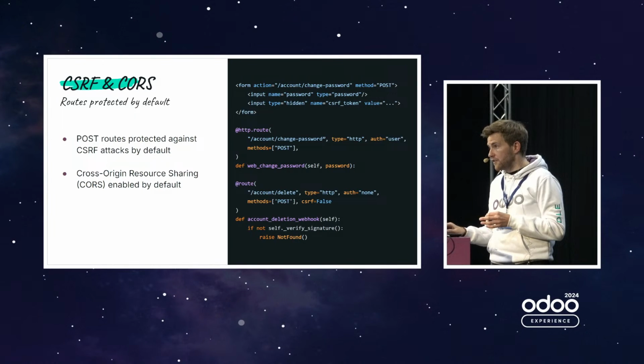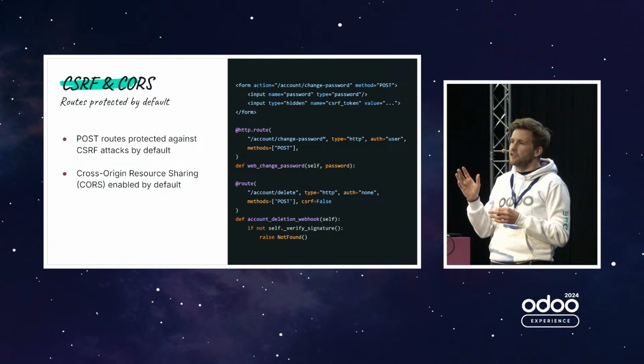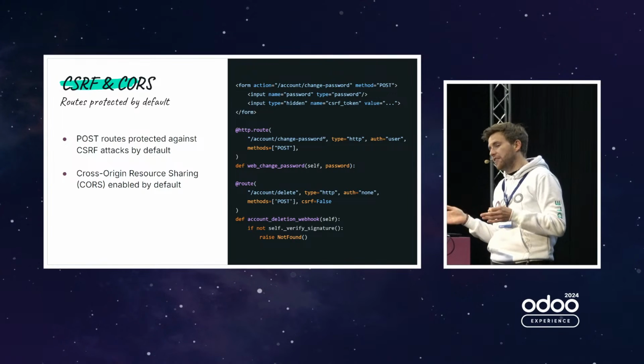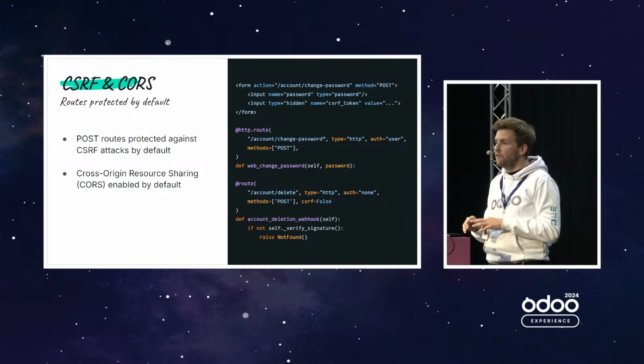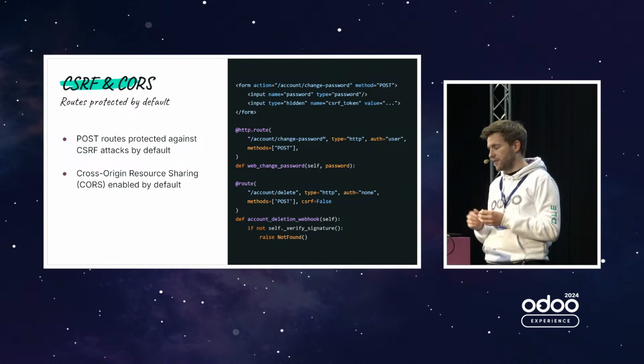And for the CORS, it's when you want to call your route from another website. By default, you cannot. And if you want to make it available from another website, then you can disable it, either for all the websites, or for one domain in particular.